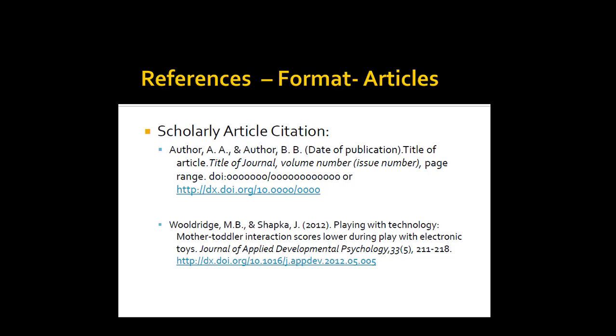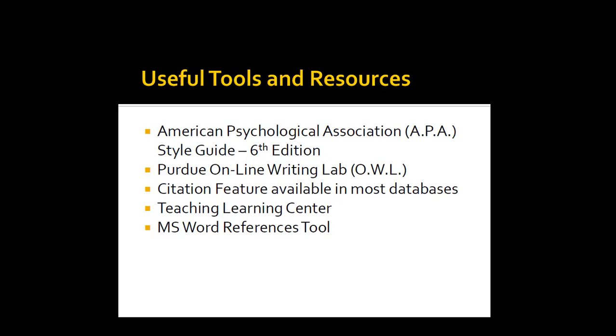When formatting the reference for a scholarly article, you'll give the author's last name, their first and middle initials. You'll follow that again with the publication date in parentheses, the title of the article, the title of the journal, the volume and issue number, and the page range. You can also supply either the DOI or the URL. Please note, the title of the article is not enclosed in quote marks.